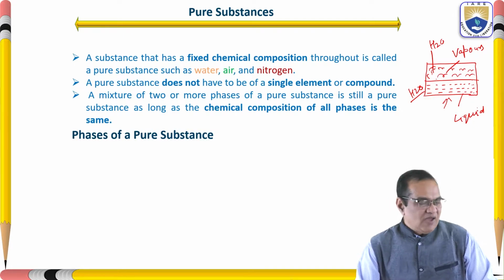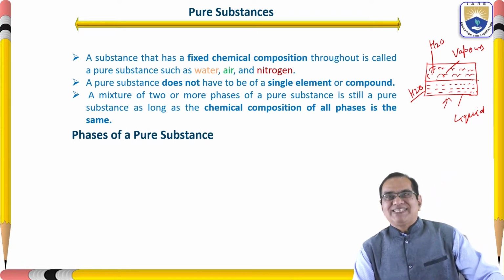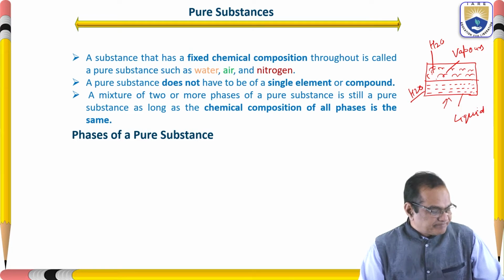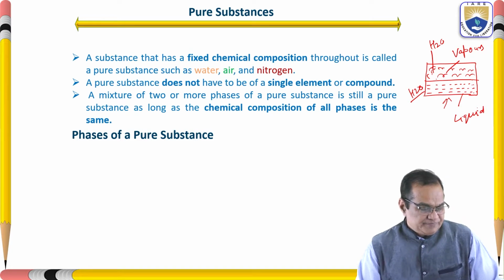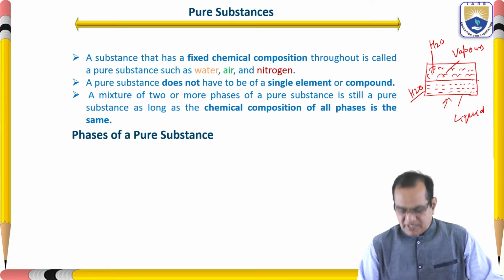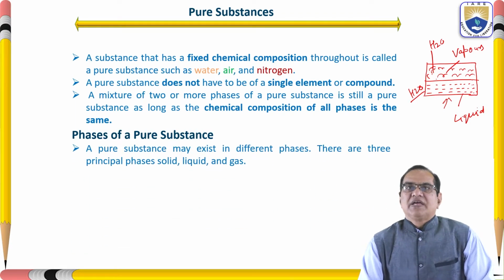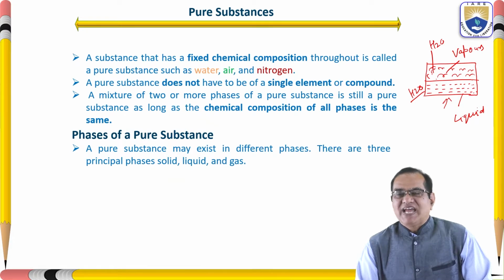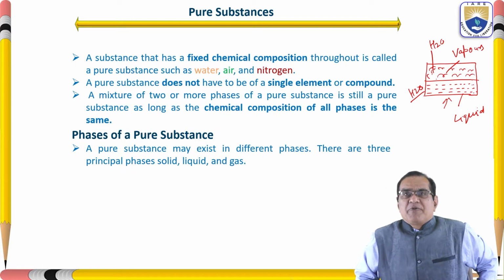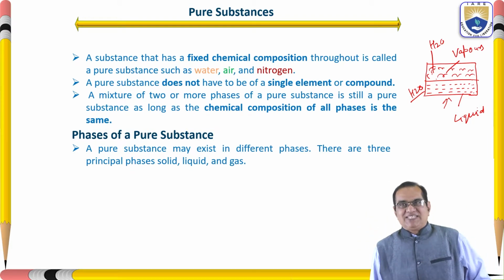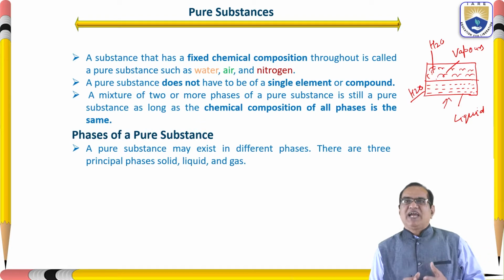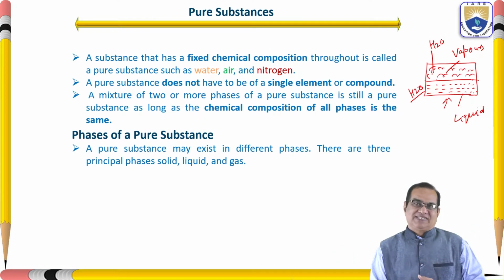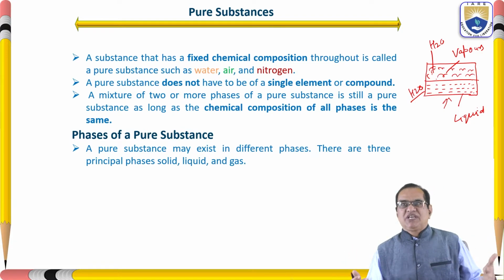Now I would like to discuss phases. What is the meaning of phases? A pure substance may exist in different phases. There are three principal phases: solid, liquid, and gas. A pure substance like water can be solid like ice, liquid like water, and vapor, which is a gas. So a pure substance can exist in all three phases.